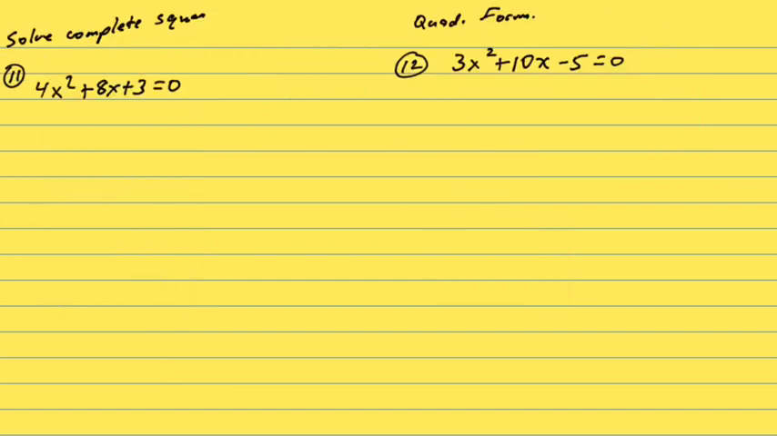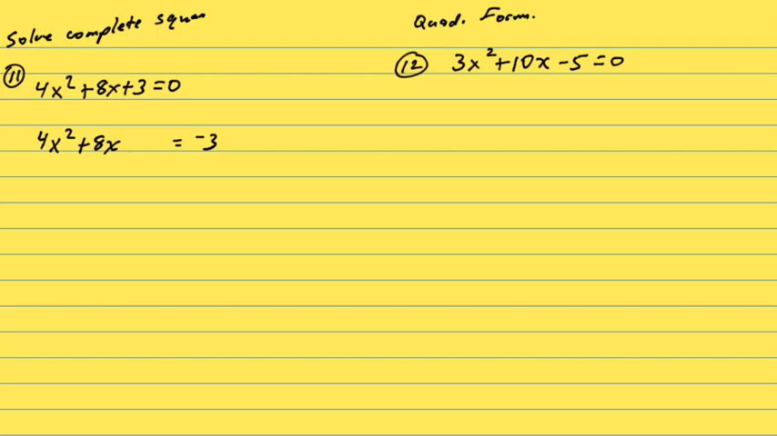Okay, we did up to 10. Let's look at 11. We want to solve by completing the square. To complete the square, I usually will move the constant to the other side. So I have 4x squared plus 8x, and I'm going to move the 3 to the other side. You may notice I left a strategic space here. That's for completing the square.